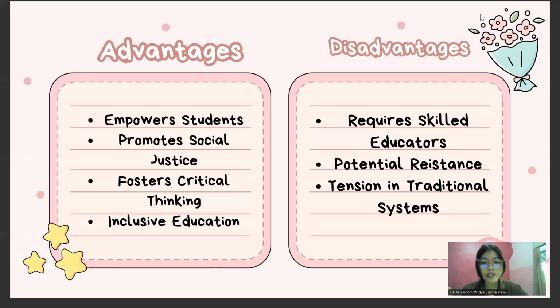For the advantages, first is empowers students. It means that it can help students develop a sense of agency and the ability to critically analyze. And the second is promotes social justice. The third is fosters critical thinking. And the last one is inclusive education. For the disadvantages, we have requires skilled educators, potential resistance, and tension in traditional systems.